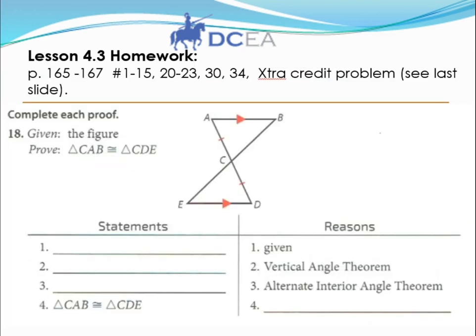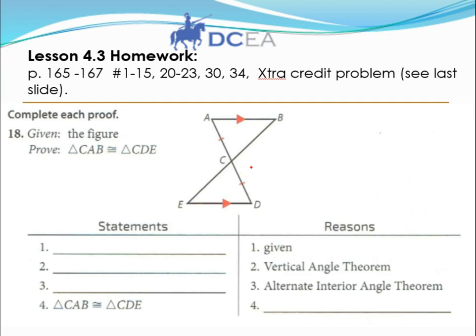Lesson 4.3 homework, pages 165 through 167, numbers 1 through 15, 20 through 23, 30, and 34. There is an extra credit problem on the last slide.